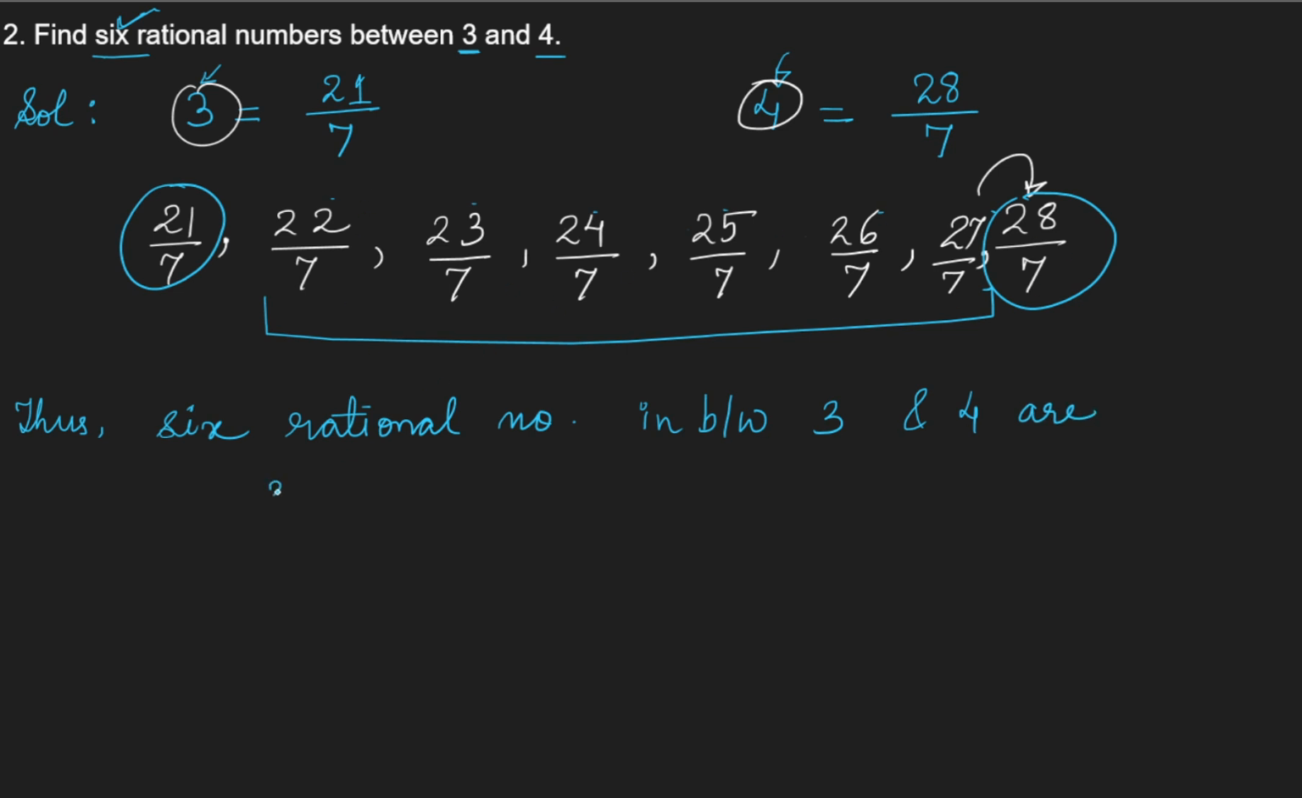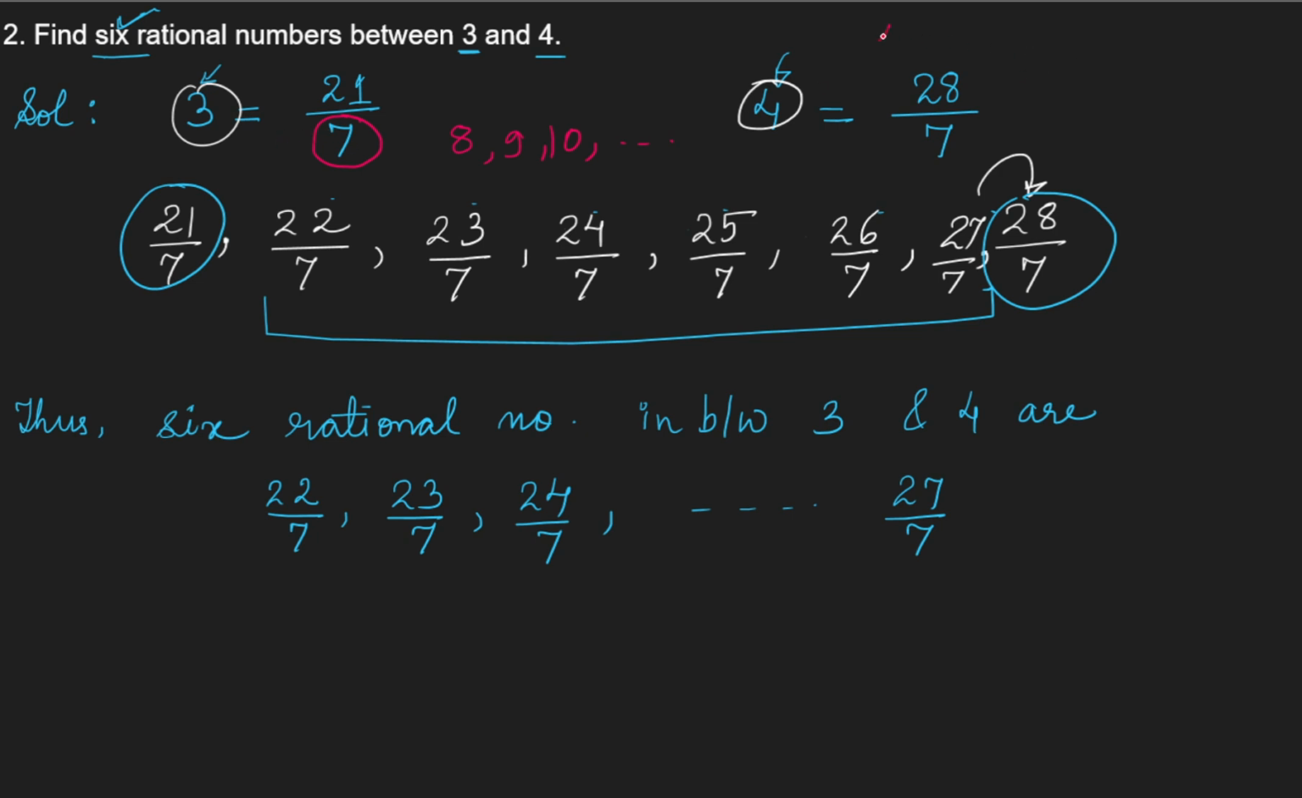So pick all the numbers, which is 22 by 7, 23 by 7, 24 by 7, so on till 27 by 7, right? So all these numbers are your rational numbers in between 3 and 4. Now there is a small tip for you children, that do not stick to this value keeping denominator as 7. Instead of 7 you can even put 8 or 9 or 10 or so on, right? Do not take a value smaller than 7.